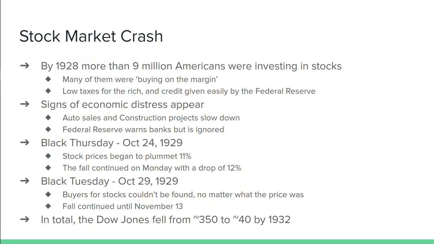To give this an actual number, on October 23rd of 1929, the Dow Jones Industrial Average was around 350. It fluctuated a little bit depending on what time of the day. By 1932, it has fallen down to about 40 points. It's a huge, huge sell-off.